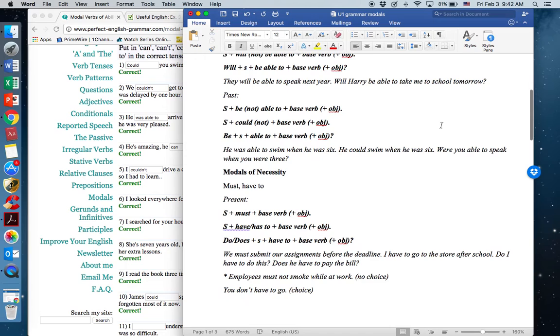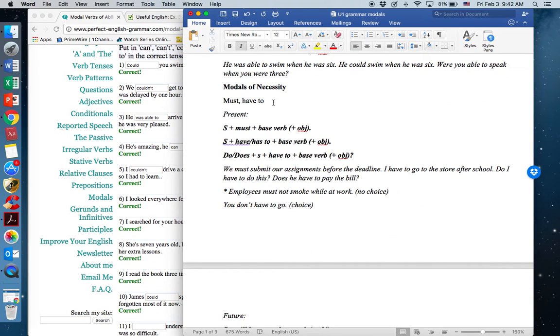All right, let's go on to the next one, modals of necessity. Must and have to. You might also see have got to, same as have to. Subject must, base verb; subject have to or has to, base verb; or subject has got to, have got to, base verb. And then for the question, do, does, subject have to, right? So we don't use have got to for questions, or we could use it, but it's not really important.